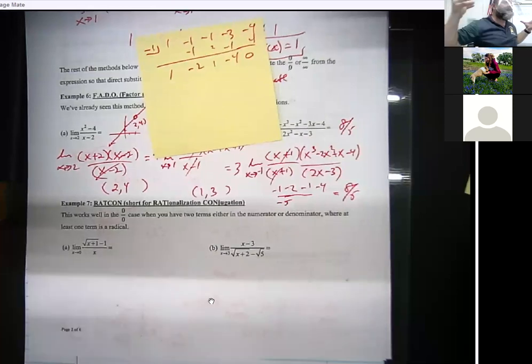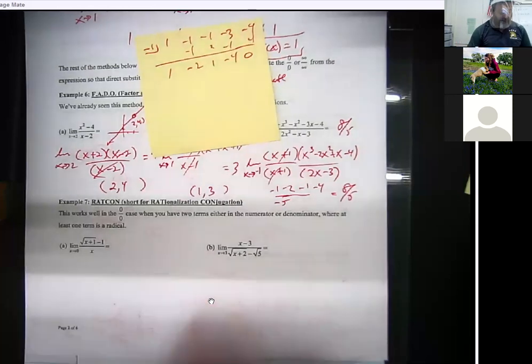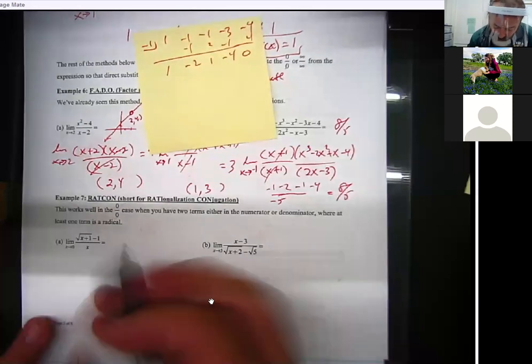Can I factor it? No. So here comes the big, nasty step. Whenever you deal with problems of this kind of nature, you have no choice but to hit it with a pretty big bat. And that is rationalizing the denominator or the conjugation.